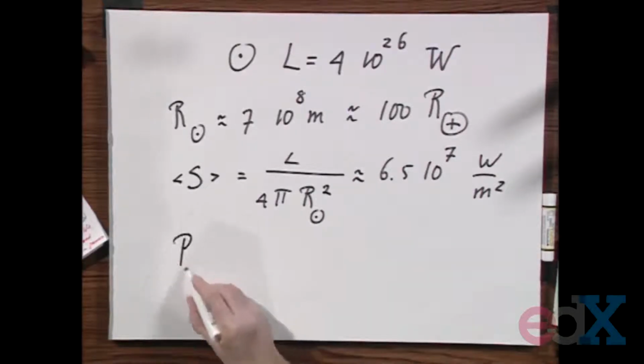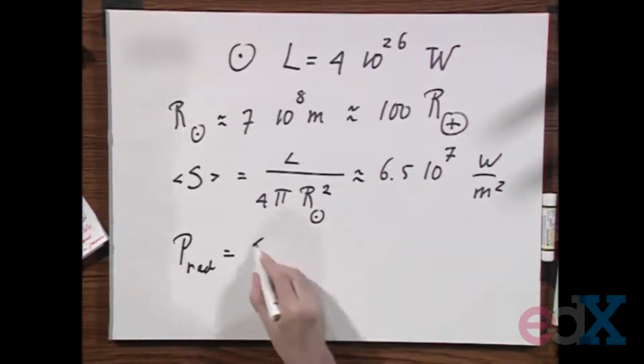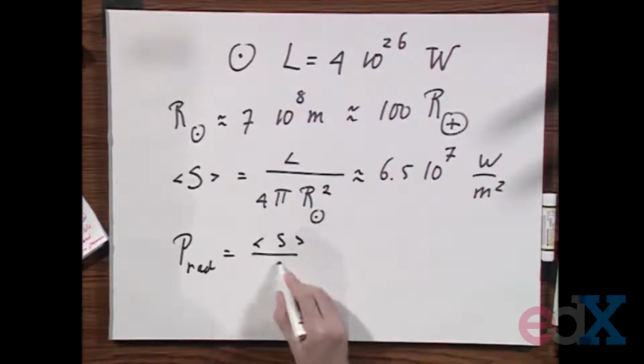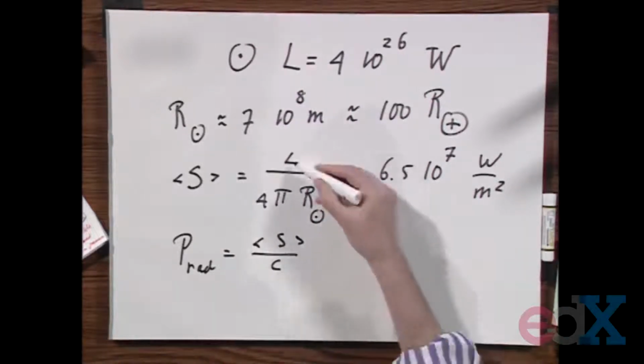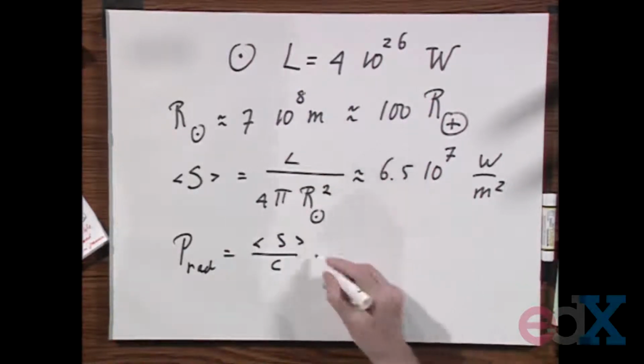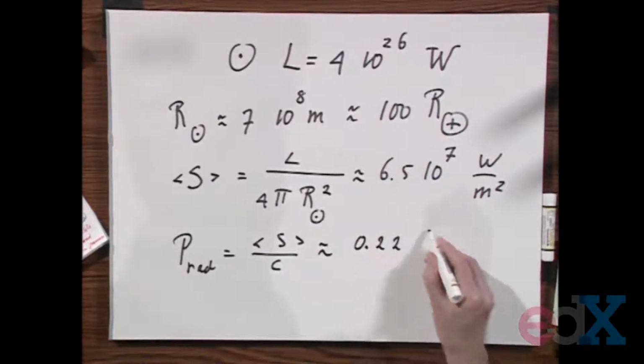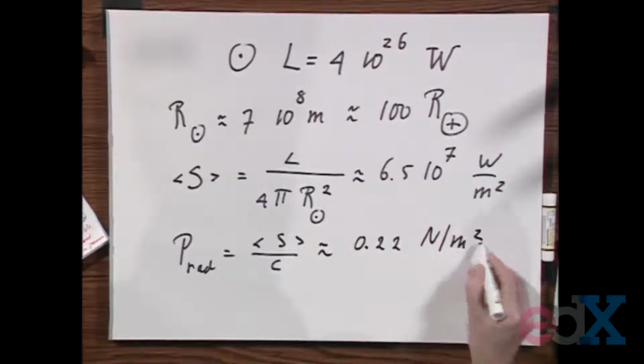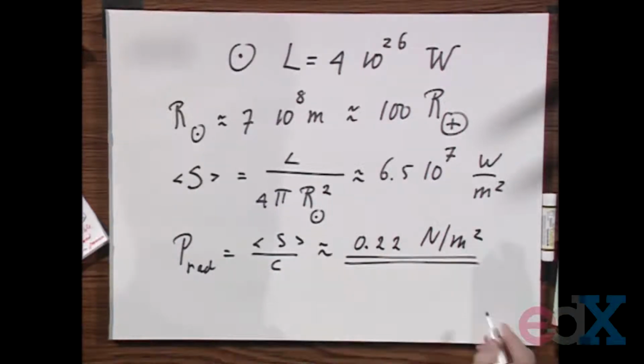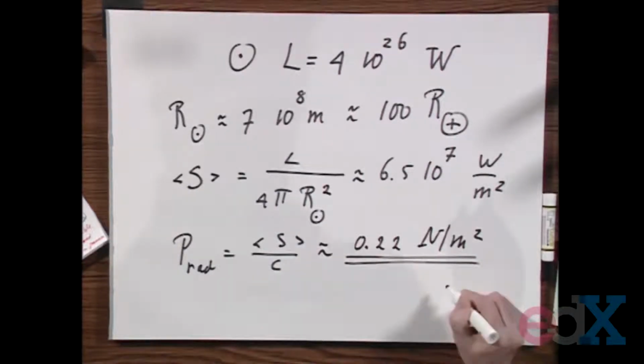implied, and I were to absorb all the radiation from the sun, full absorption, no reflection, then the radiation pressure would be S divided by C, but of course you might as well take this quantity divided by C, whatever you prefer, it's the same, and that is about 0.22 newtons per square meter. A very, very small pressure.